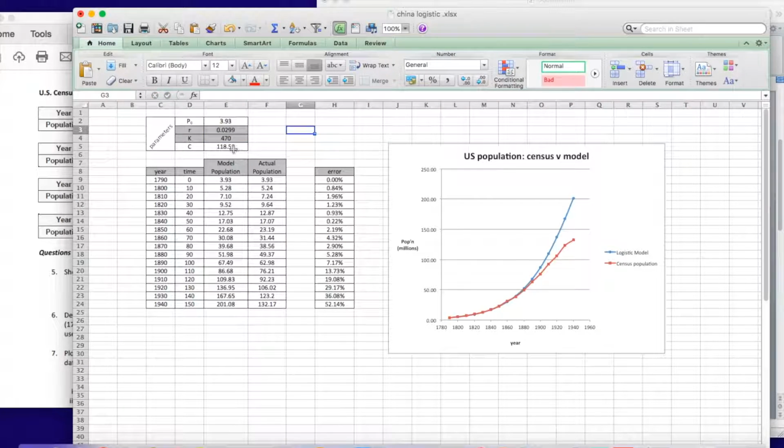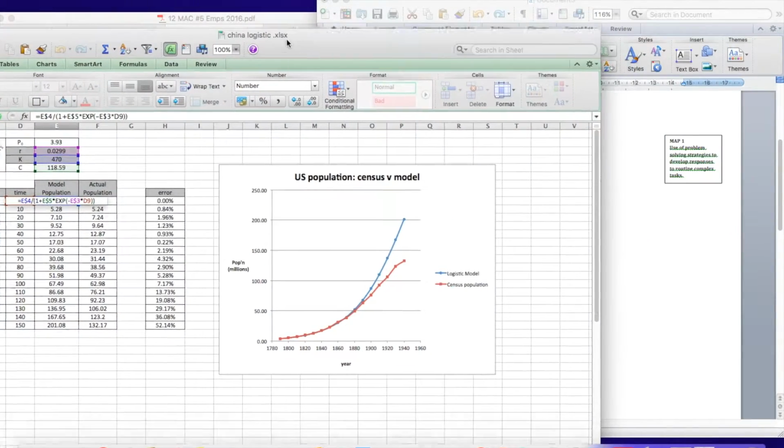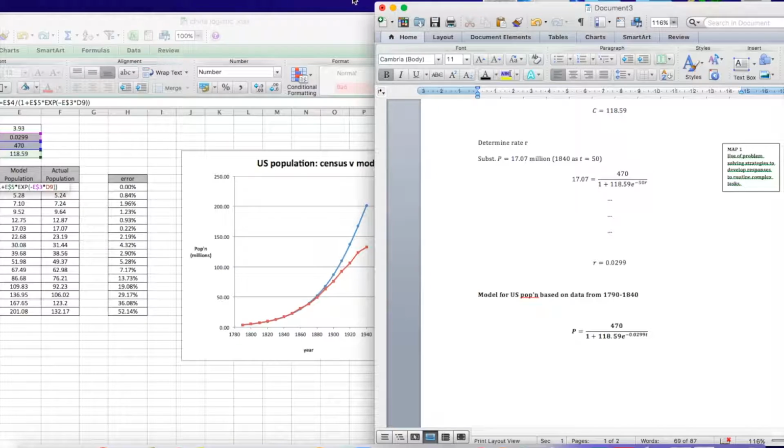So that's 470. Okay, and the C value in here is just a simple formula which calculates K minus P sub 0, divided by P sub 0. Done. That's all good. And then the model population: this is the logistic model in action right here in the spreadsheet.